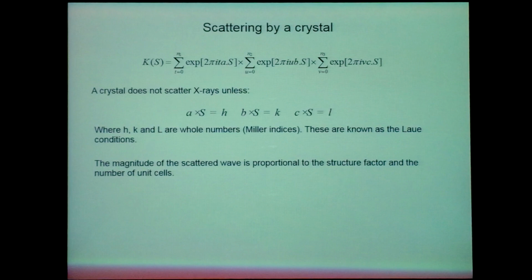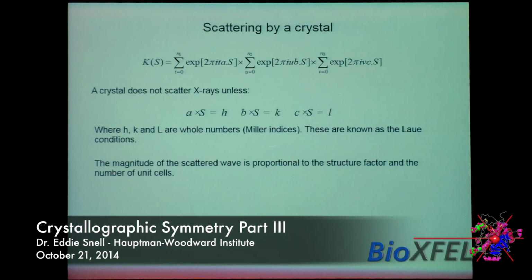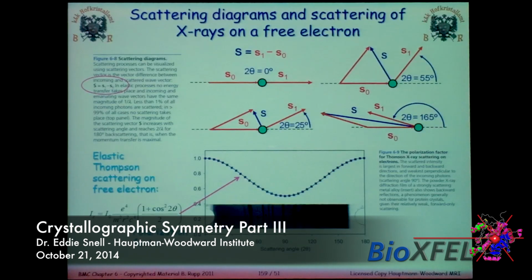This is scattering by a crystal. A crystal doesn't scatter X-rays unless A times the scattering vector is equal to an integer H, B times the scattering vector is equal to an integer K, and C times the scattering vector is equal to L. These are the Laue indices. I think we'll get into scattering vectors.